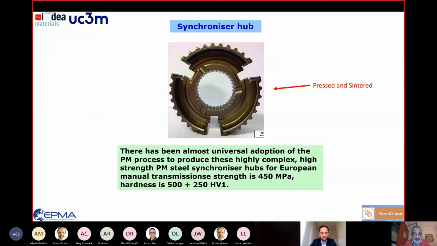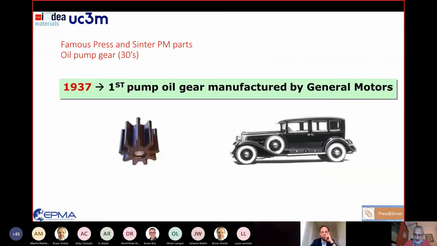So one example is a part produced by press and sinter, the synchronizer hub for the automotive industry. This is one of the examples in which we can see the advantage of this technology in terms of precision, in terms of cost, and the relationship between the properties and the cost. So this is the first approach to the automotive industry, because press and sintering is in some way surrounding the automotive industry through the development of PM steels during the last, let's say, 90 years.